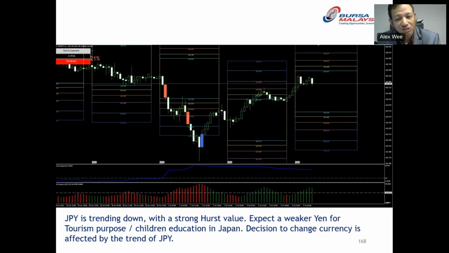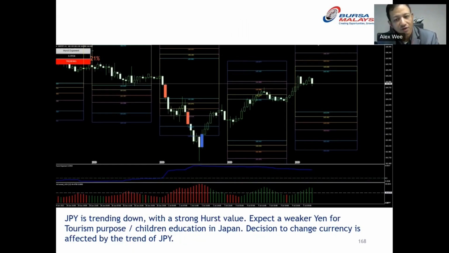So that even assists me for tourism purposes: when should I go to the money changer to change to yen? And if I have children studying in Japan, should I convert more yen to send them money, or convert less and convert later? I have a bigger power to get more yen because yen is trading down. So the Hurst Exponent does have implications for day-to-day life as well. It's not just about trading.